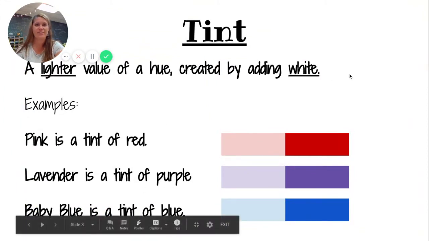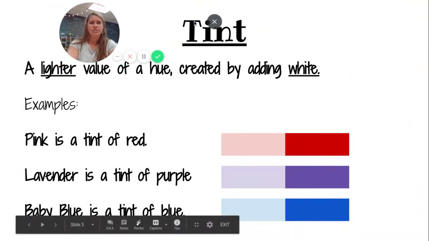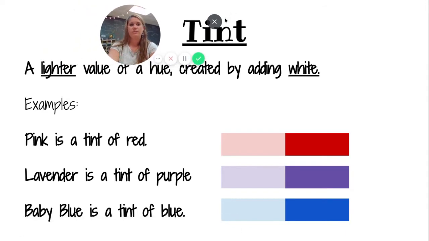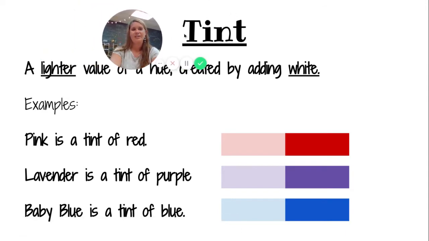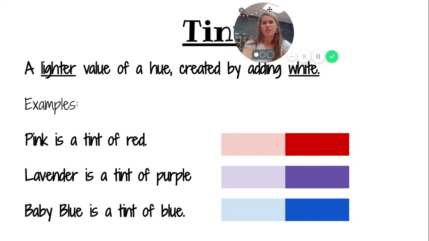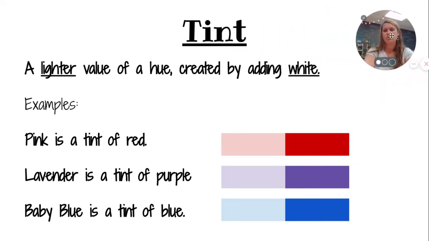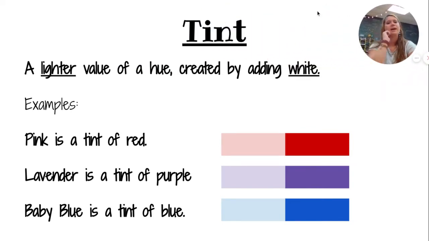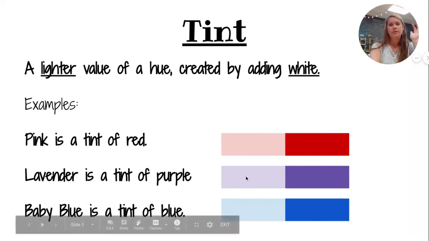The next term we have is tint, and tint just means to make a lighter value of a hue, a base hue, which is one of the 12 colors on the wheel, by adding white to it. An example would be pink. Looking right here, pink is a tint of red. Red is our base hue here. Pink is what we got when we mixed white with our red. Lavender is a tint of purple. Baby blue is a tint of regular blue.